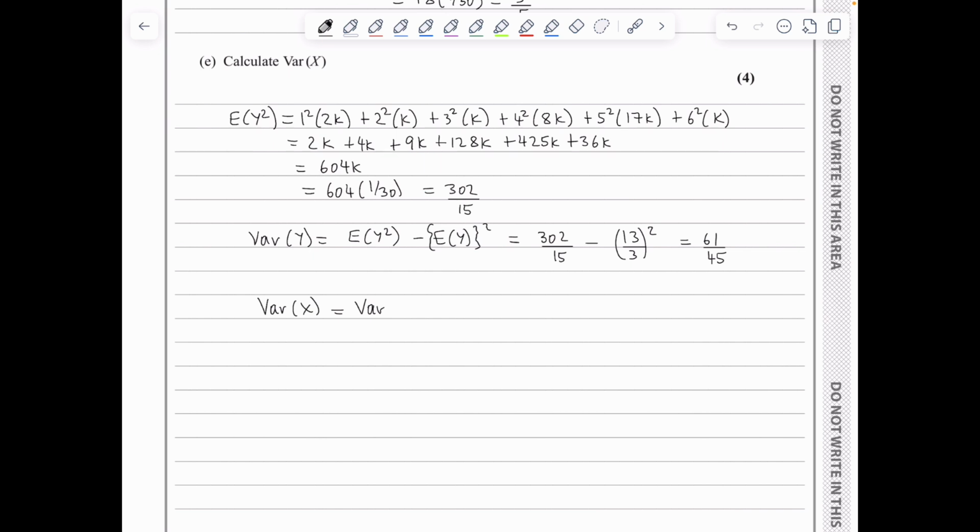Now we know that x is 15 minus 2y, so the variance of x is simply the variance of 15 minus 2y. Well, the 15 is not affecting in any way the variance, the spread of the random variable. However, the negative 2 will come out squared. So we're looking at negative 2 squared times the variance of y. So we're looking at 4 times 61 over 45, which gives an answer of 244 over 45 for the variance of x.